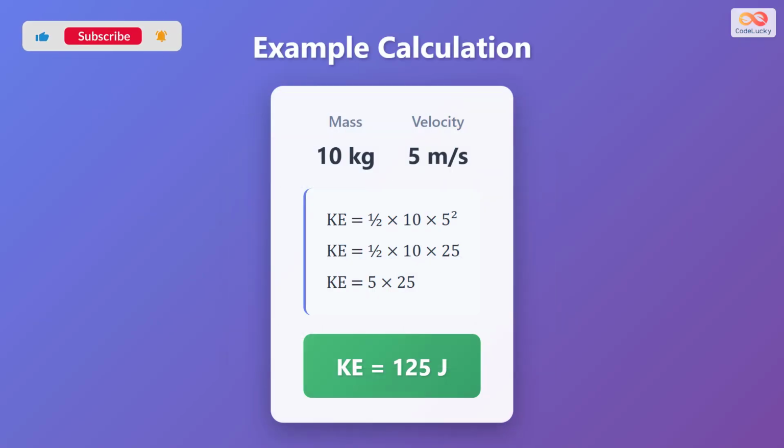Let's work through a concrete example. Suppose we have an object with a mass of 10 kilograms moving at a velocity of 5 meters per second. Using our formula, KE equals ½ times 10 times 5 squared. First, we square the velocity. 5 squared equals 25. Next, we multiply. ½ times 10 equals 5. Then 5 times 25 equals 125. Therefore, the kinetic energy is 125 joules. This is the energy stored in the moving object.